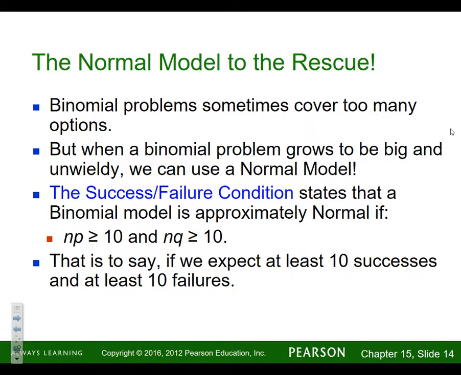Here's your normal condition, okay? And this should kind of make sense. You need to have more than 10 successes and more than 10 failures. Okay, and the way you calculate that is n times p, and then n times q. So how many successes do you have?